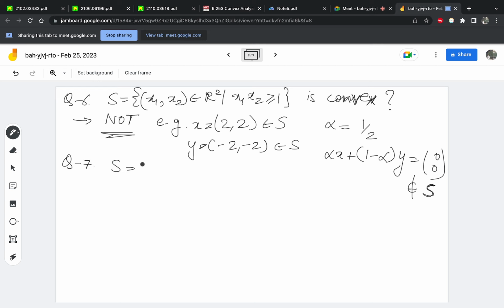There is another question. Here we have a half plane. Half space, sorry, not plane, half space.